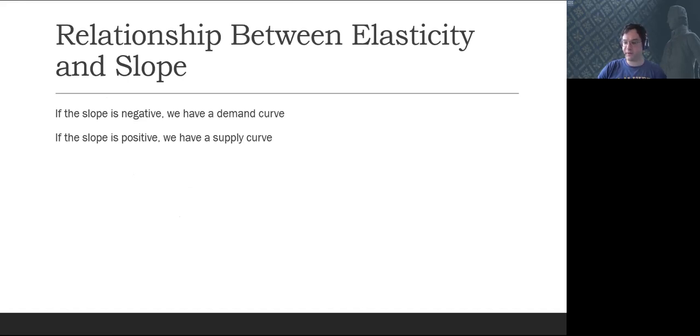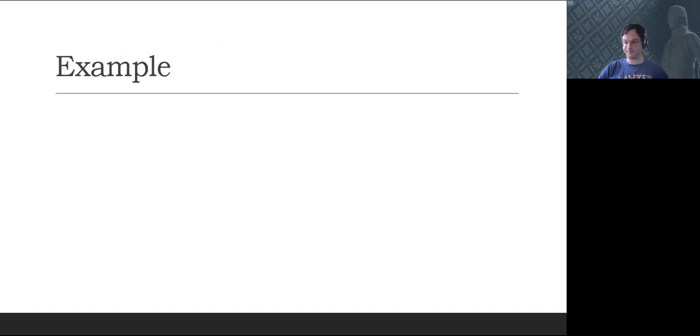elasticity and slope do have a relationship. Slope can tell us whether or not we're looking at a demand curve or a supply curve. If slope is negative, chances are we're looking at a demand curve, although we can have downward sloping supply curves as well. If the slope is positive, then we likely have a supply curve. It is theoretically possible to have an upward sloping demand curve, but empirically, those do not seem to exist. So slope can tell us whether we have a supply or demand curve. Elasticity tells us the relationship between price and the quantity.